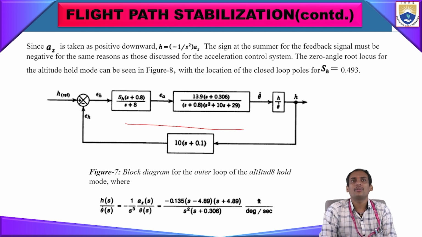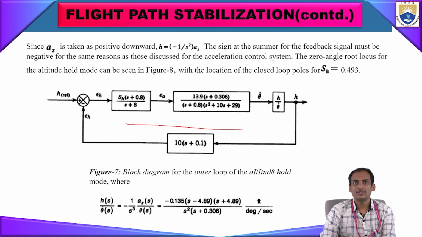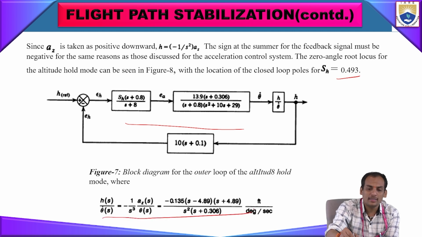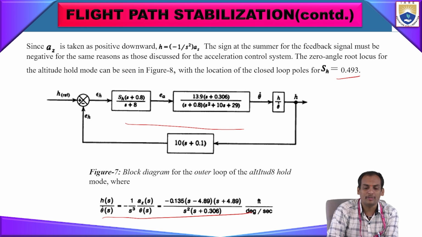So the zero angle root locus of the altitude hold mode can be seen in this figure 8. With the location of the closed loop poles at s = 0.43493, the transfer function depends on h(s) by theta dot(s), which will be equal to -1 by s cubed into a_z(s) by theta(s). So that will be equal to this value.